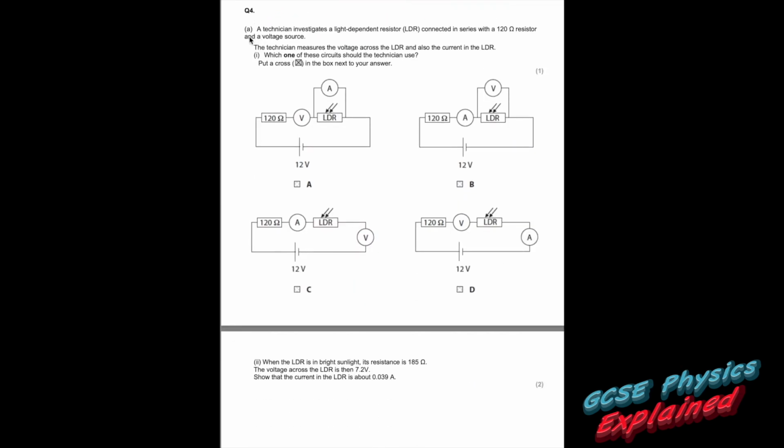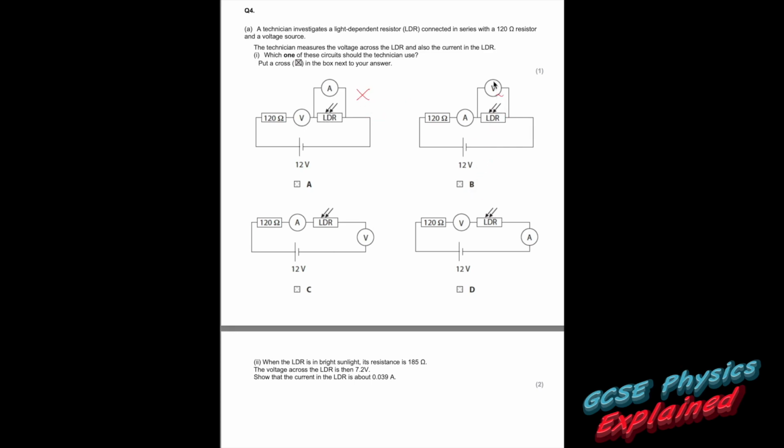Question 4. Part A. The technician investigates a light-dependent resistor, LDR, connected in series with a 120 ohm resistor and a voltage source. The technician measures the voltage across the LDR and also the current in the LDR. Which one of these circuits should the technician use? Right. Well, the main thing to notice straight away is that the voltmeter should be in parallel across the LDR and the ammeter should be in series with it. So A is clearly wrong.